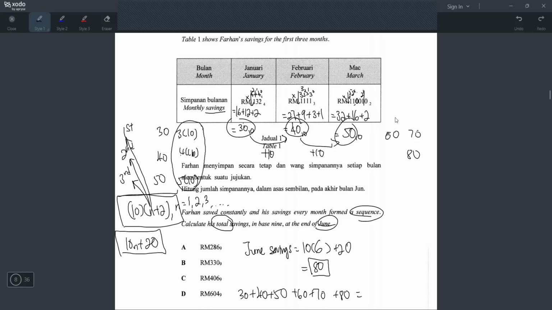January, February, March, April, May, June. So you all know that it's just plus until here, right? We don't even have to do all this, right?